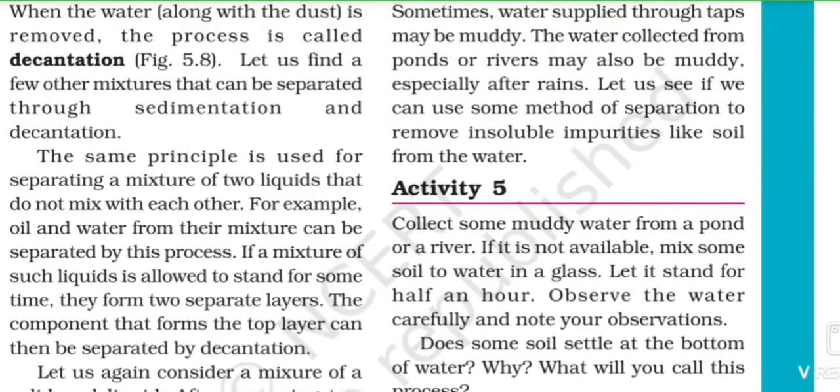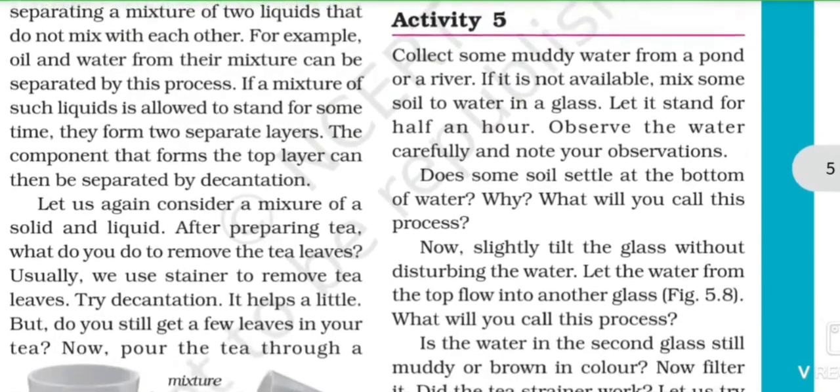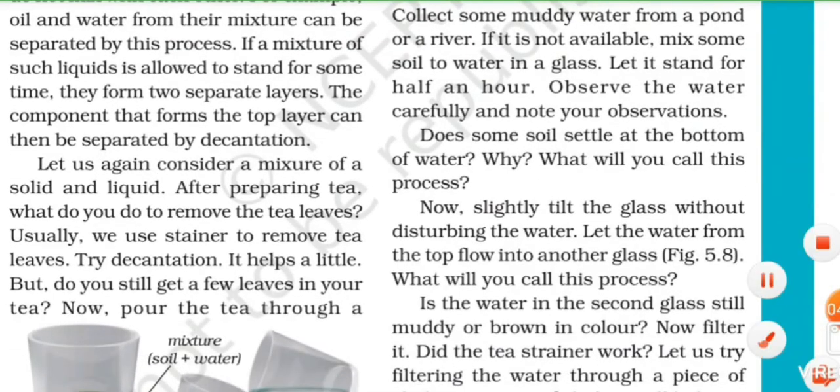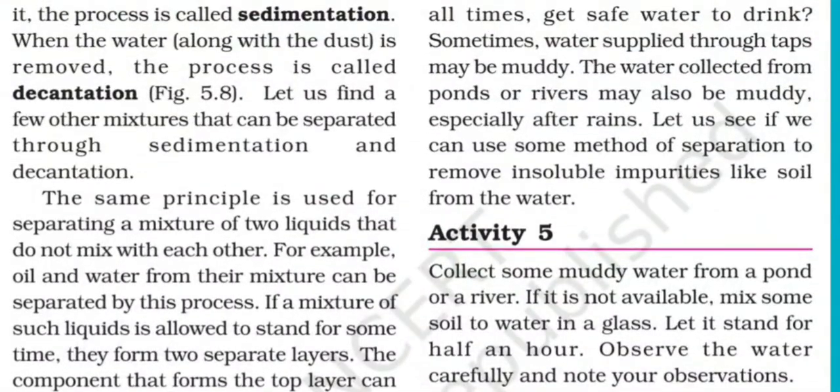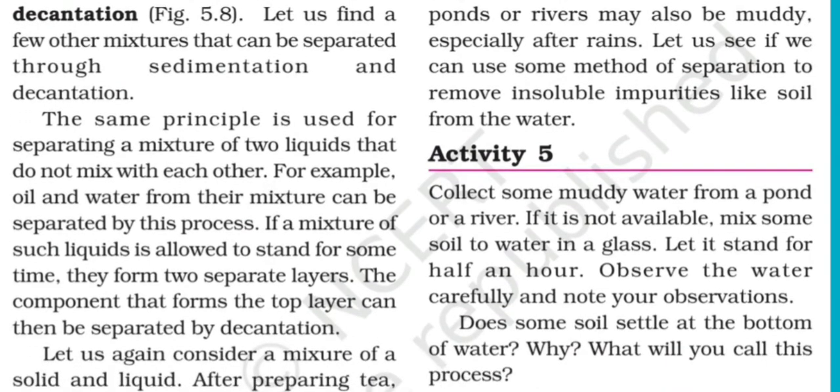Let us find a few other mixtures that can be separated through sedimentation and decantation. There are various other components also separated with the help of sedimentation and decantation. The same principle is used for separating a mixture of two liquids that do not mix with each other. For example, oil and water can be separated from their mixture by this process. You already know that oil is a lighter material, so it will not settle down, it will float on the water and water will remain in the other layer.